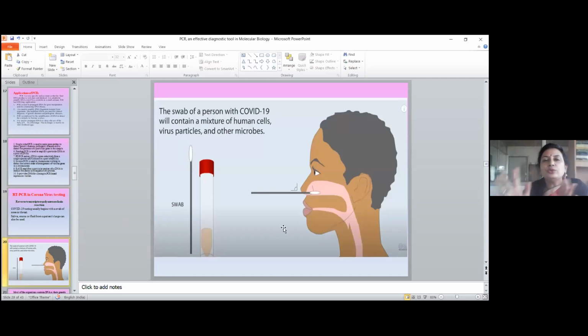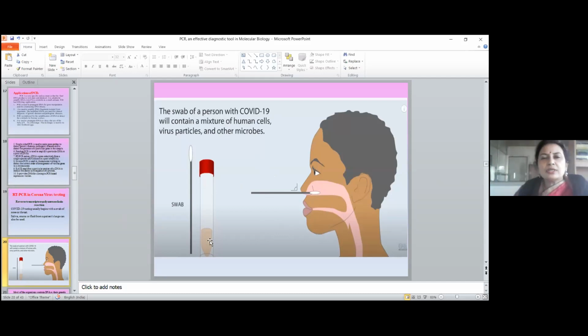Right. So you can see here a patient. This is a swab. So there is a stick, all sterile, having a swab at one end. It is put into the nose. One swab is put into the nose, nasopharyngeal, and another swab is put into the throat, oropharyngeal. Both the swabs are then inserted into a tube containing a transport medium.